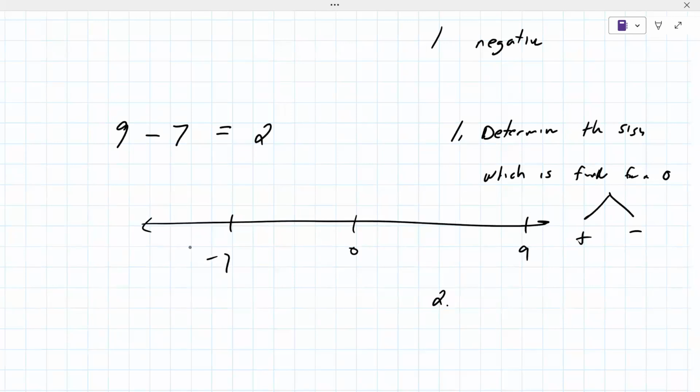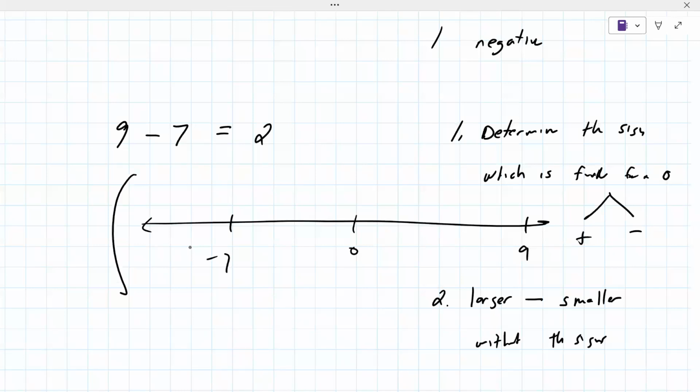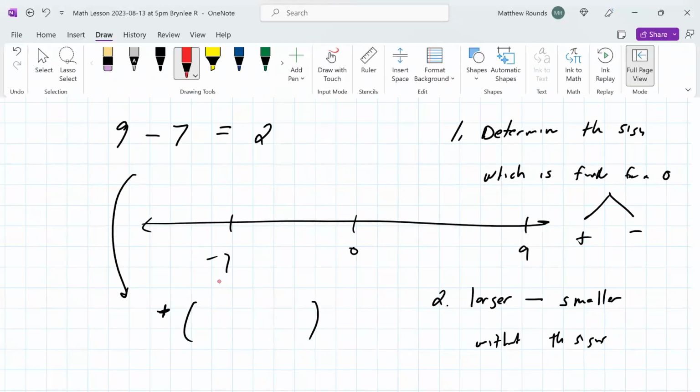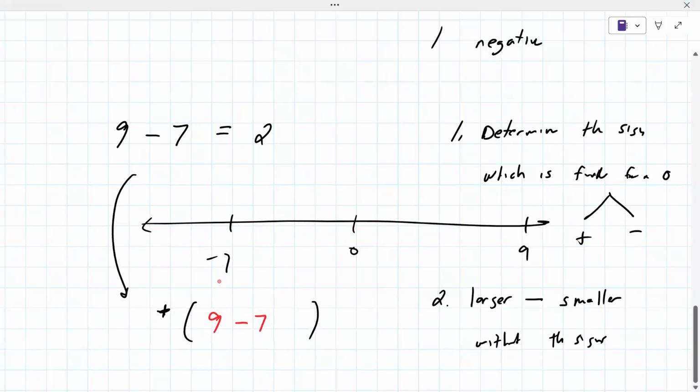The second thing you do is you take the larger and subtract the smaller without the signs. In this case it's silly, as you already know the answer is positive, but you'd say to yourself, 9 is the larger one, 7 is the smaller one, I subtract them and I still get 2. But the recipe, the algorithm, is important. You first determine the sign by figuring out which is further from 0. That tells you whether it's positive or negative. Then you take the larger number and subtract the smaller without the sign. You don't look at them as positive or negative anymore.